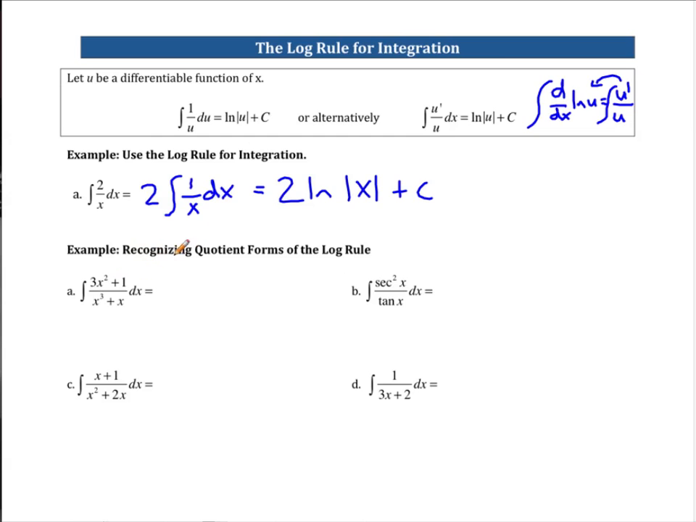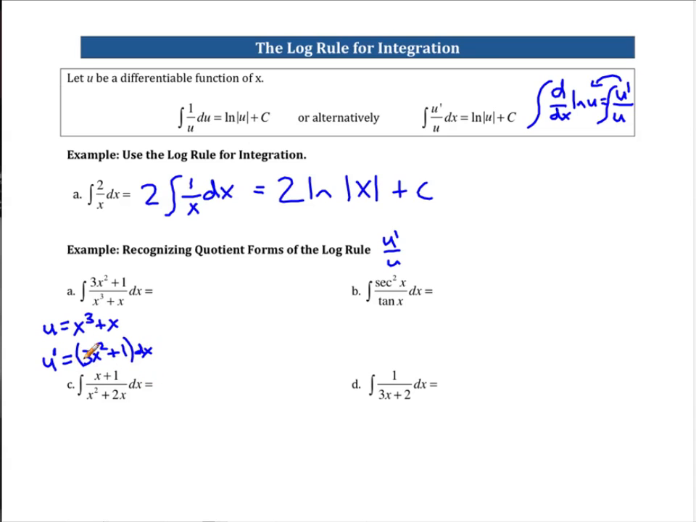Now the trick is going to be recognizing quotient forms of the log rule. In other words, what we're looking for is u prime over u. That's going to be our ticket. So looking at this, we want to see what we can let u equal. A lot of times, just try to let the denominator equal u. So if we do that here, we get x cubed plus x. And then let's go ahead and find u prime, which would be 3x squared plus 1 dx.